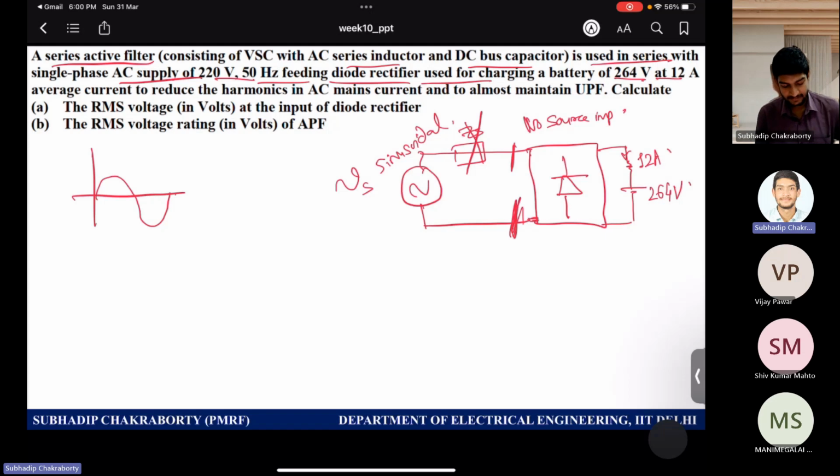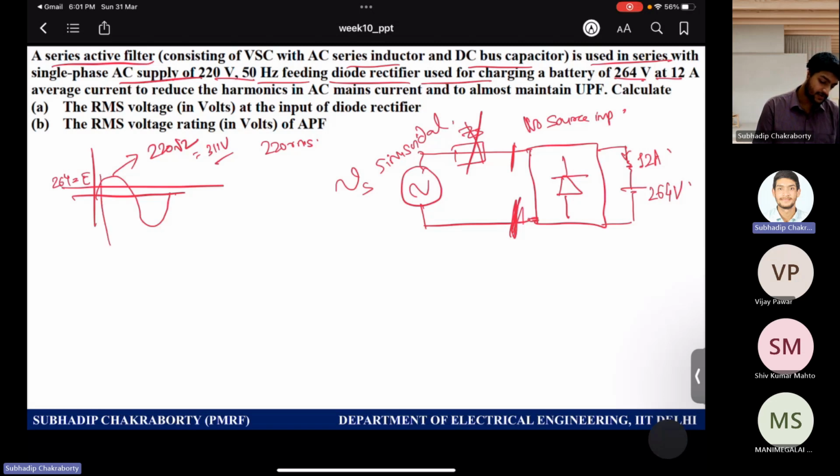Does anyone remember? So maybe this is the voltage amplitude, or this is 264 volts, okay. So 220 is RMS, okay. So what is the peak? 220 root 2. What is 220 root 2? 311 volts. Now you have 264 volts, E equal to 264 volts, this kind of battery. So only your diodes will conduct when your supply voltage or input voltage is more or less. Can anyone tell?